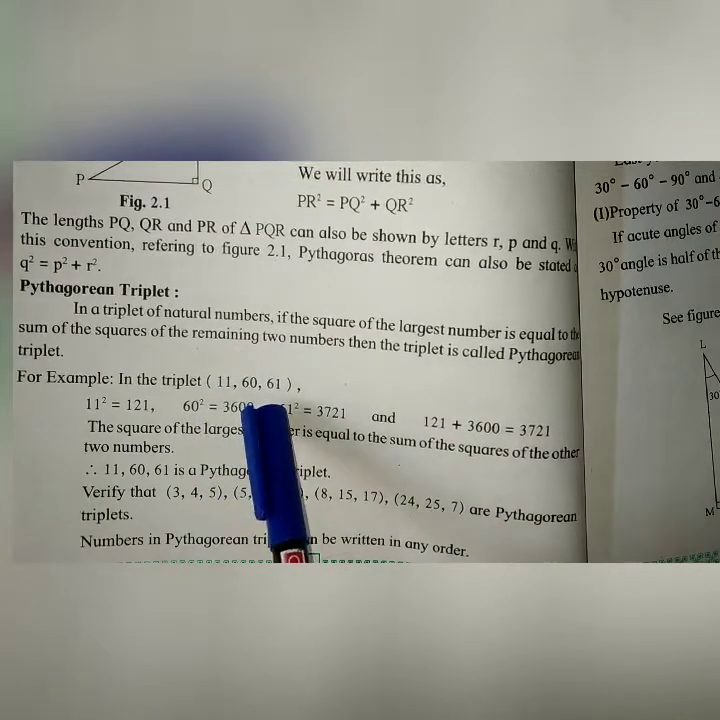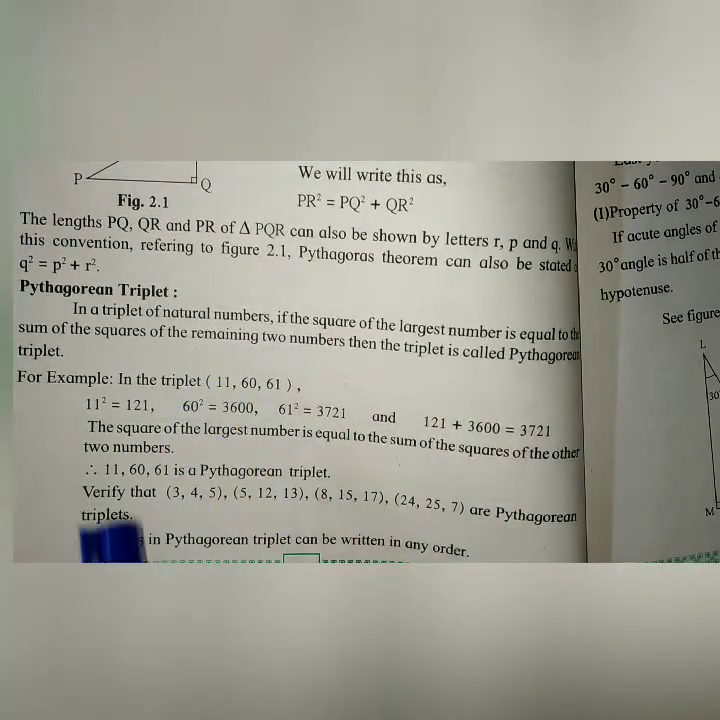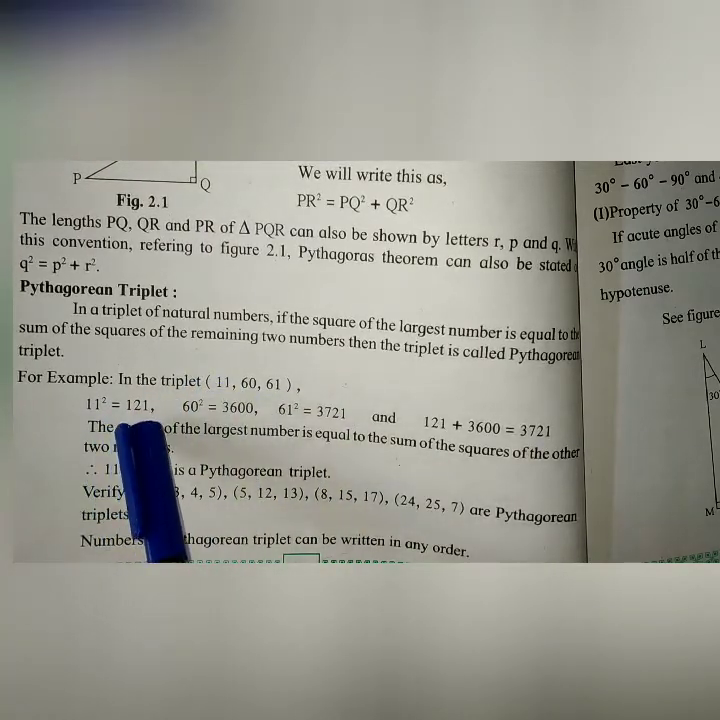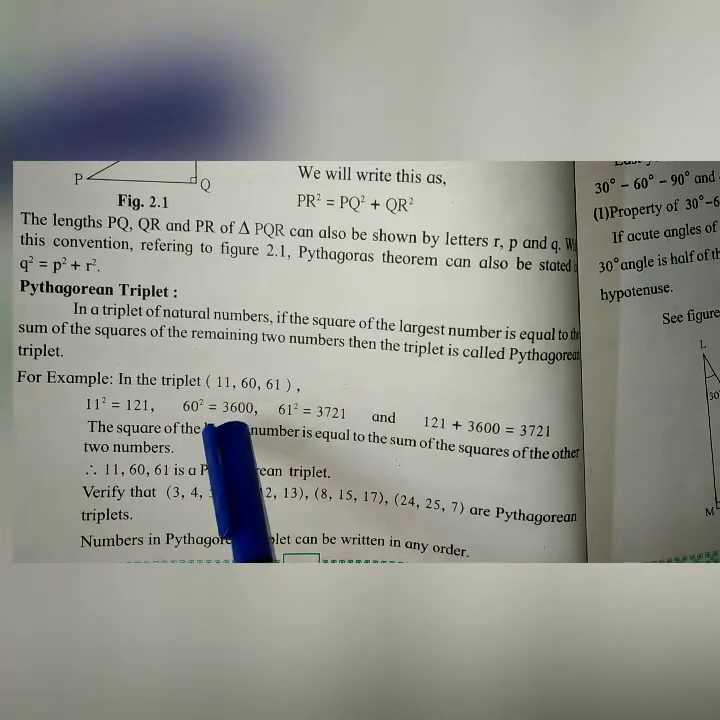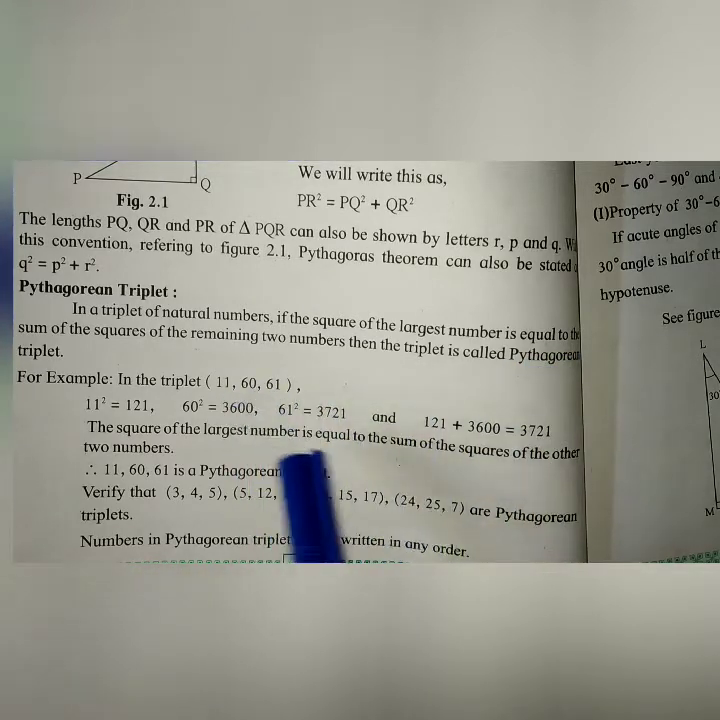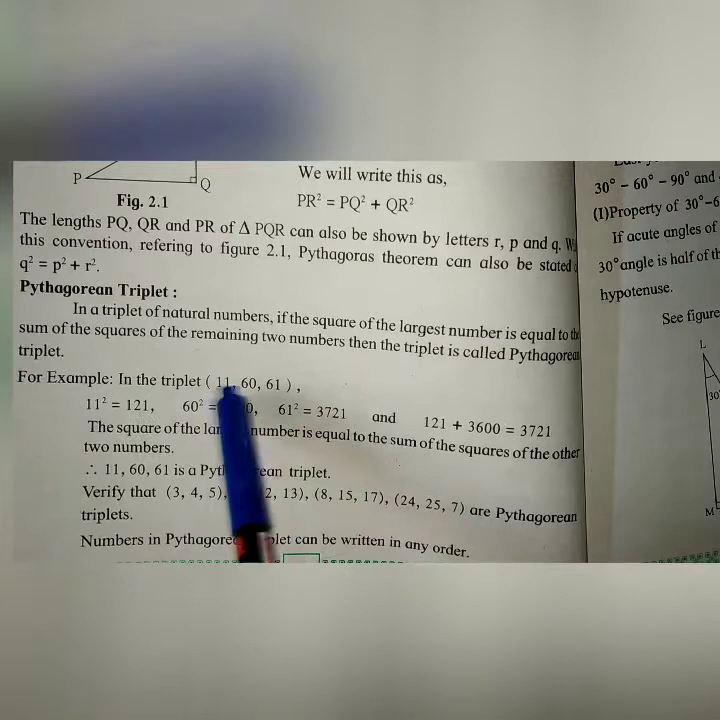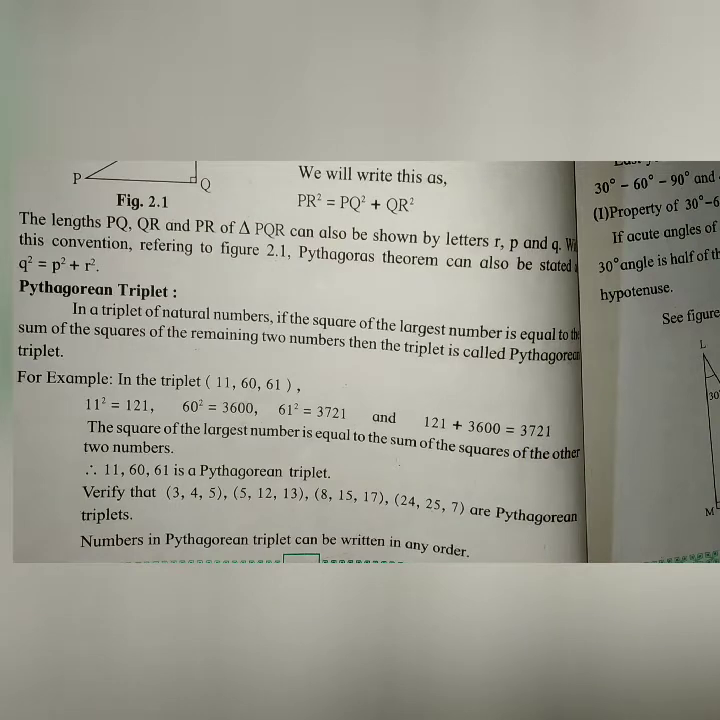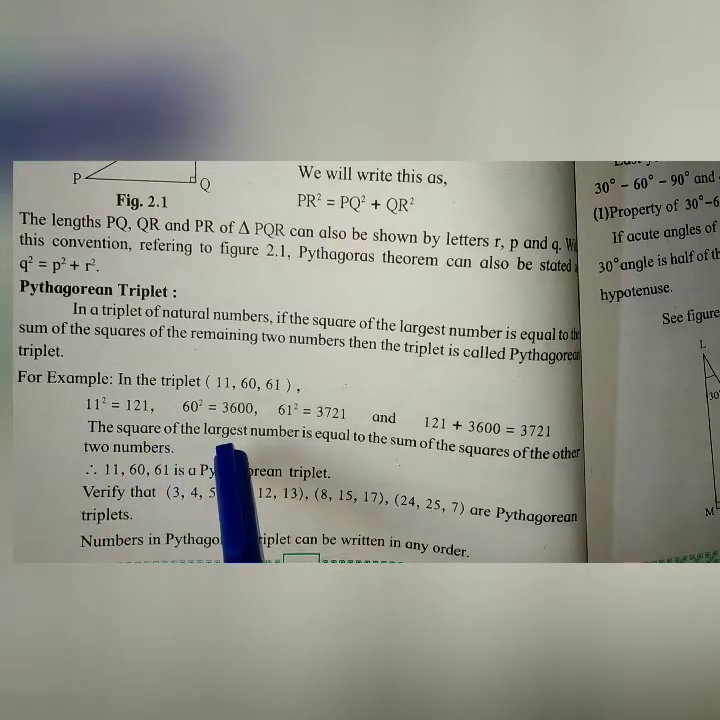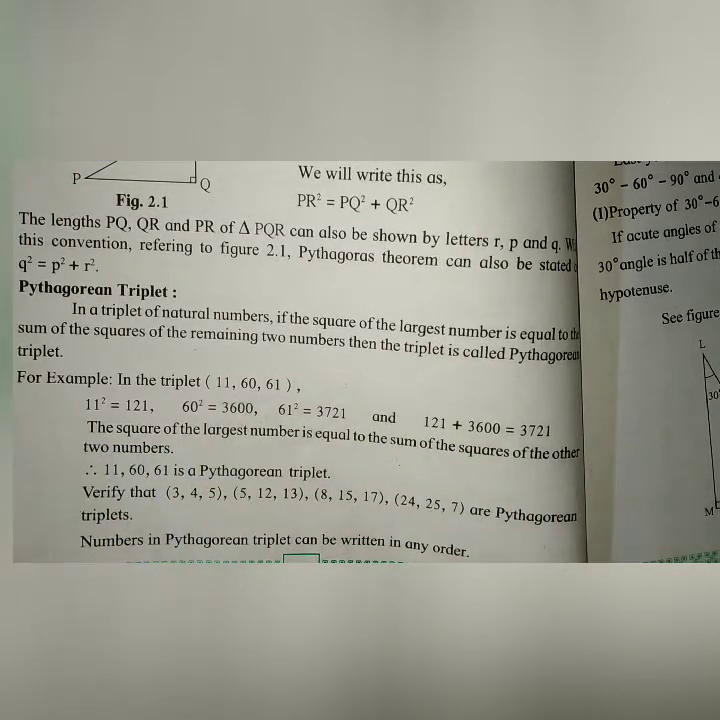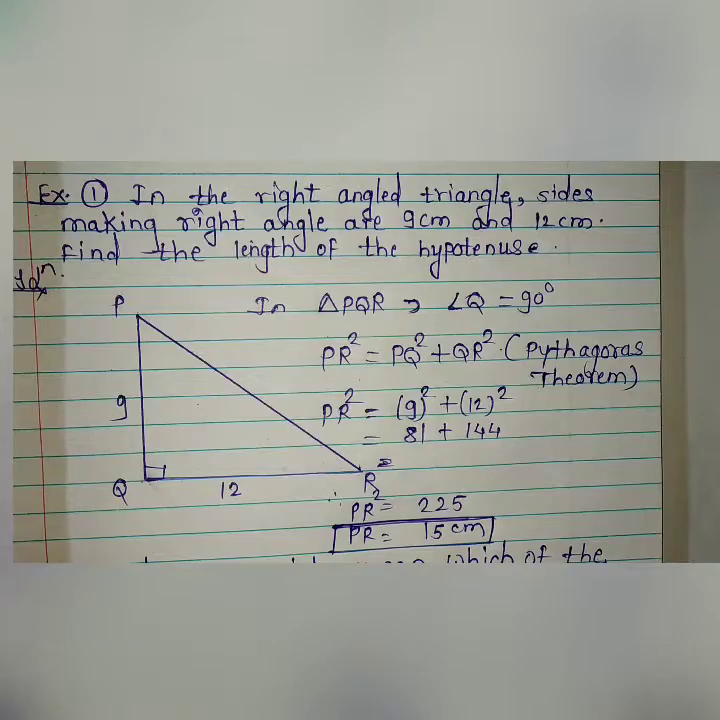This 11, 60 and 61 are all natural numbers. Therefore, first of all, find the squares of the three numbers. 11 square is 121, 60 square is 3600, 61 square is 3721. Therefore, 61 square is 3721, and the sum of the other two, 121 plus 3600, is equal to 3721. The square of the largest number is equal to the sum of the squares of the other two numbers. Therefore, 11, 60 and 61 is a Pythagorean triplet.